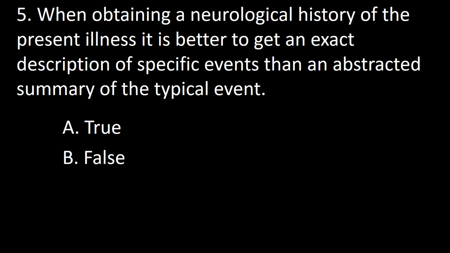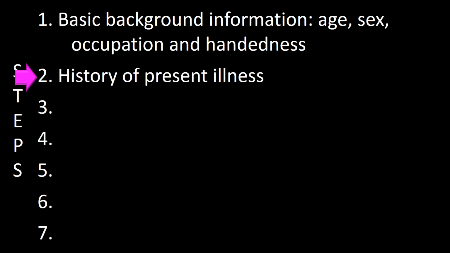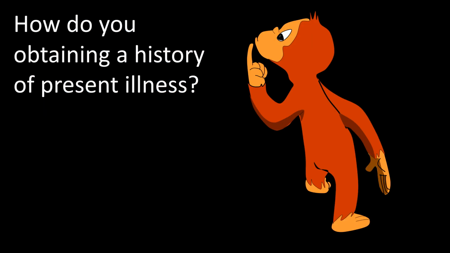Next question. When obtaining a neurological history of the present illness, it is better to get an exact description for specific events than an abstracted summary of the typical event. A true, B false. After the basic background information, the next step is to obtain the history of present illness. How do you obtain a history of present illness?